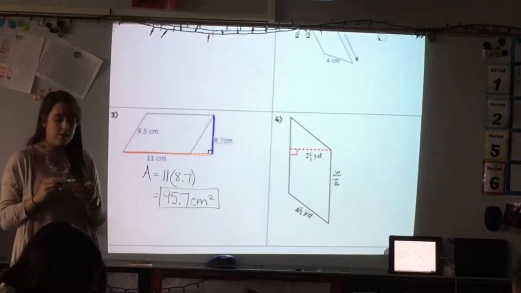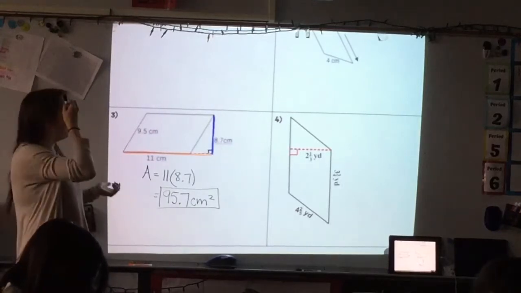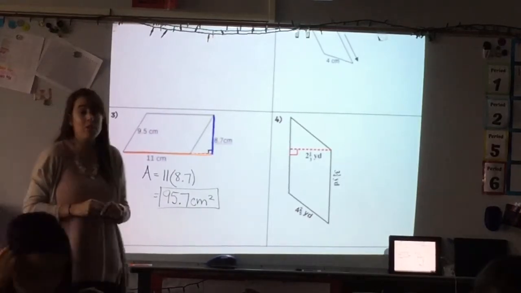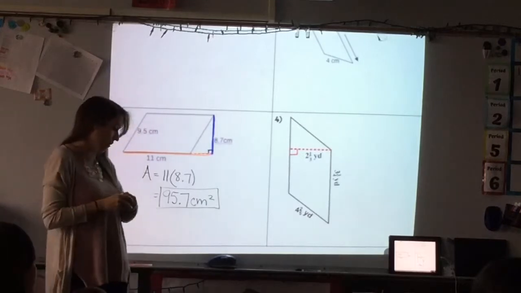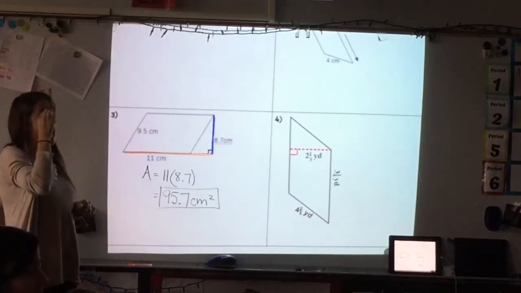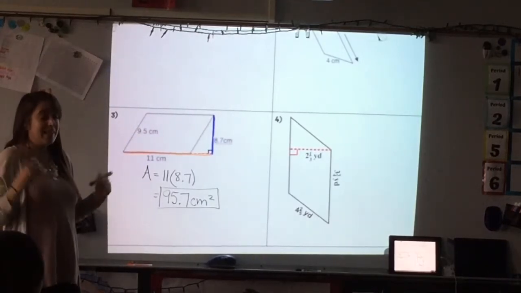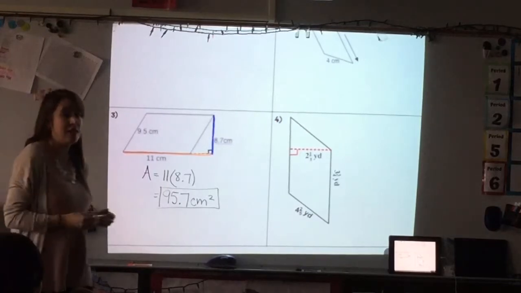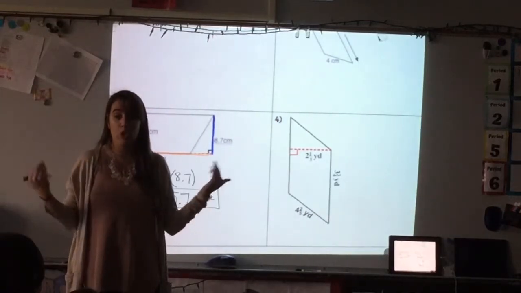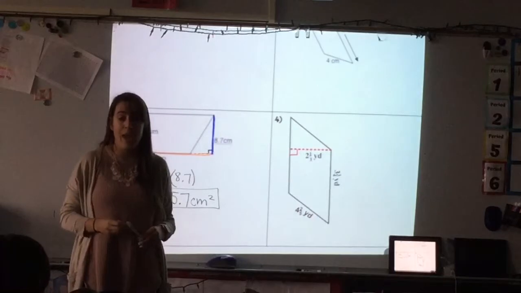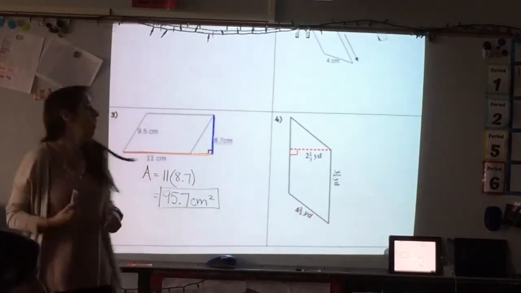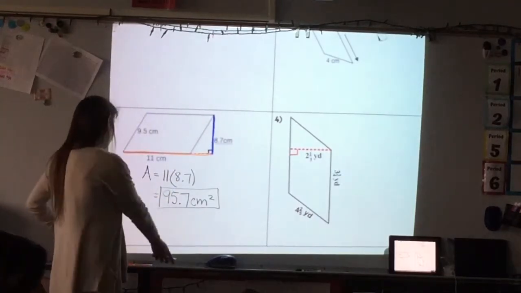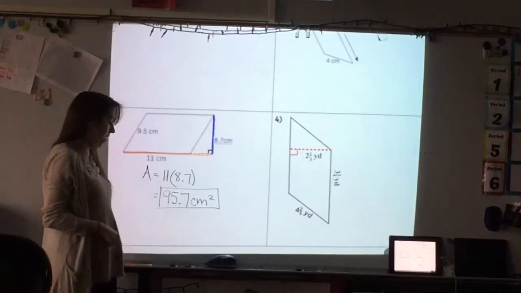Alright, so we did whole numbers, we did decimals. Decimals really weren't any different than the whole numbers because we've got calculators to do that work for us. Okay? So now we're going to look at fractions, which is the same exact process. It's just now we have to remember how to multiply fractions. This is why we have our factor charts. Okay? So first thing, I'm still just identifying my base and height.